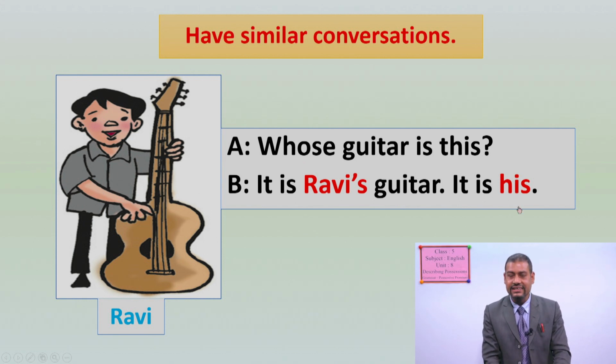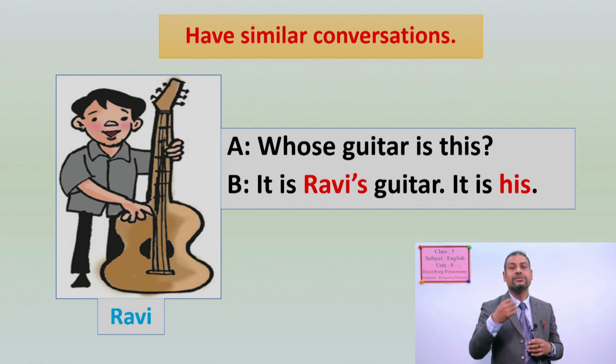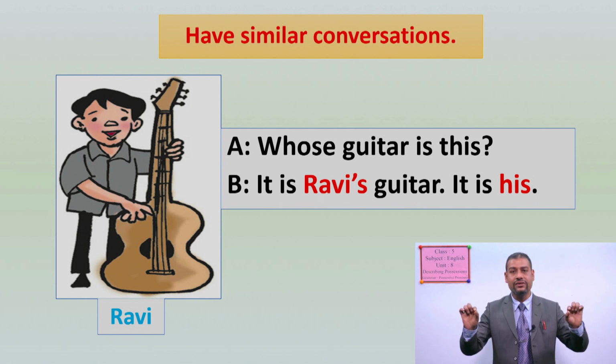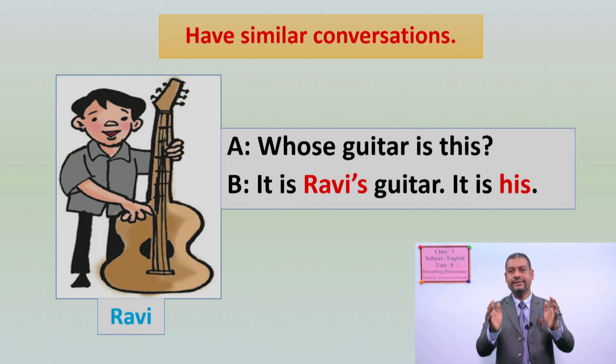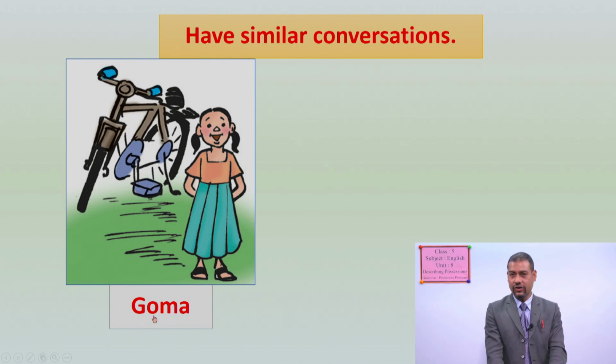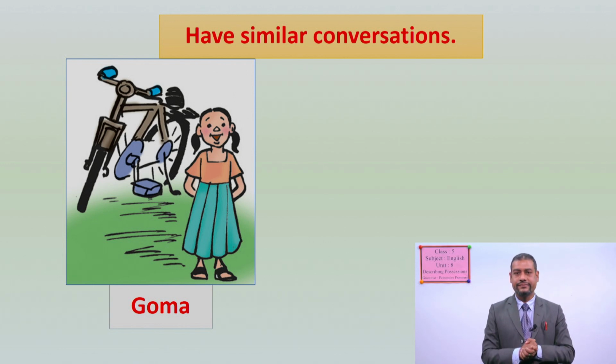Hers, okay? H-E-R-S, hers. Like this, I want to show you some more pictures and you have to write them down in your notebook and you have to tell me like this. So another picture for you is, see, Goma with her bicycle, okay? And here's written Goma. Now you have to make a similar question and similar answer as we have already practiced.